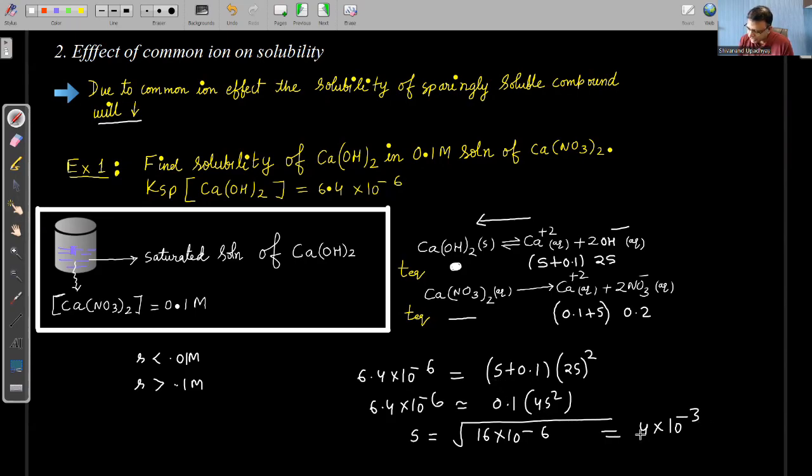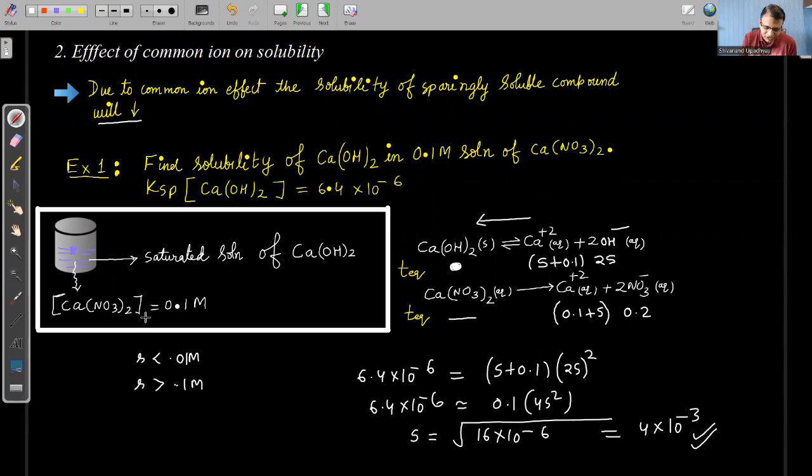Now this value is 0.004 and this value is 0.1. If the bigger value is 20 times or more than the smaller value, we can neglect the smaller value with respect to the bigger value, right? So that's why our assumption is correct. We can neglect the value of S with respect to 0.1. So this is the solubility, 4 into 10 to the power minus 3.